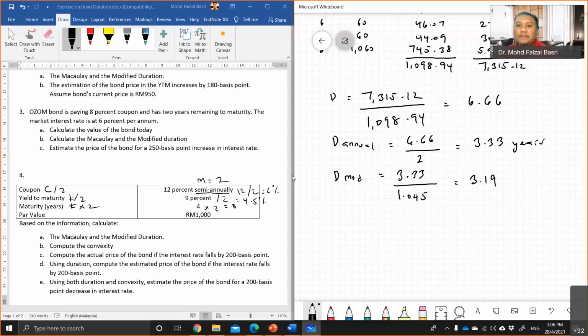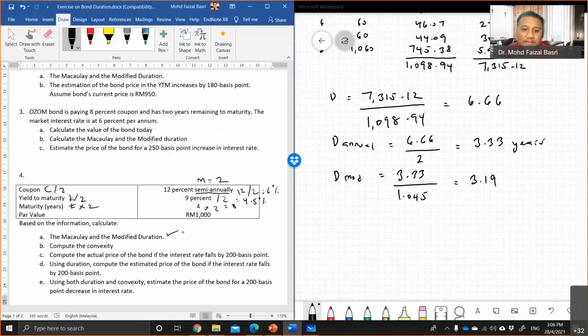The modified duration. And what's the purpose of the modified duration? We can make some estimations on the value of the bond if anything changes towards the rate of return. So for A, which is to find the Macaulay and the modified duration, is actually finished until here, because we found the annual duration in terms of the Macaulay duration and also the modified duration in this mode. So we have 3.33 and 3.19. So that's A. Okay, so we've done A.